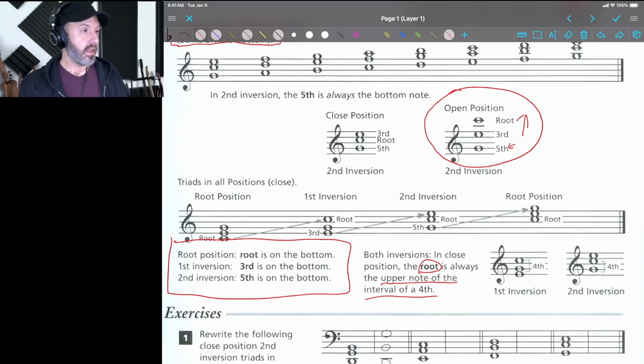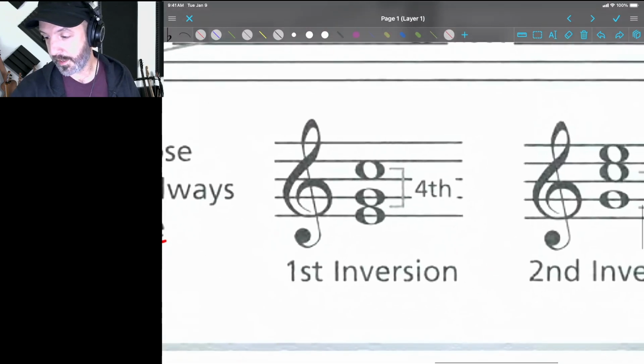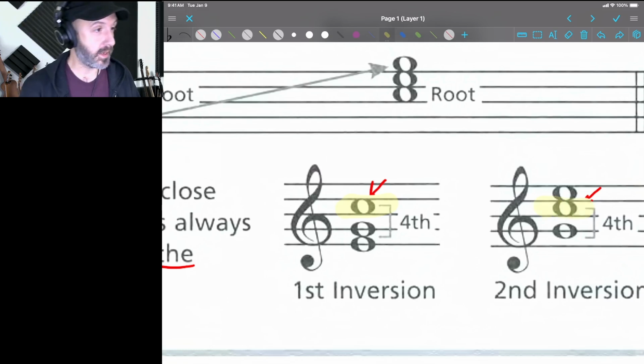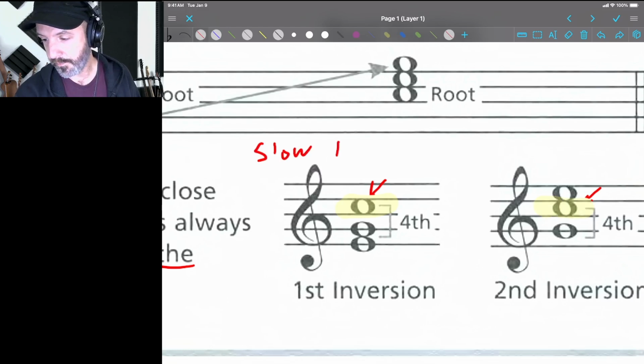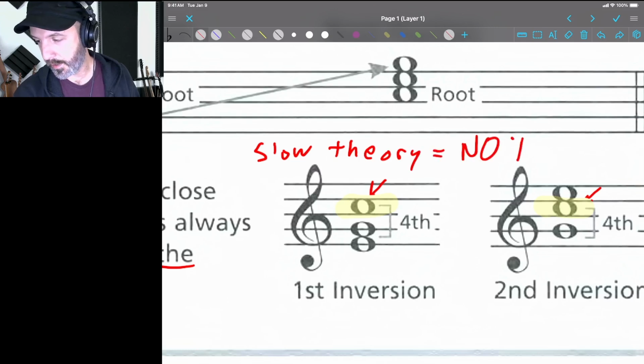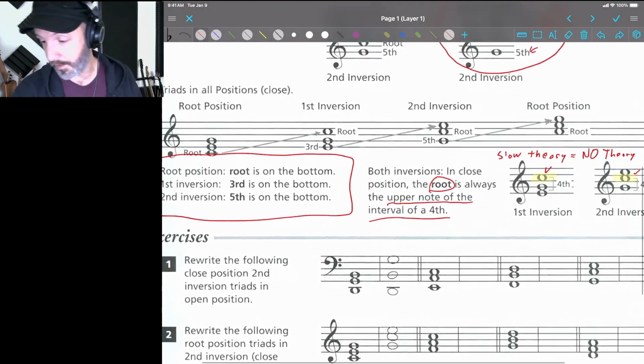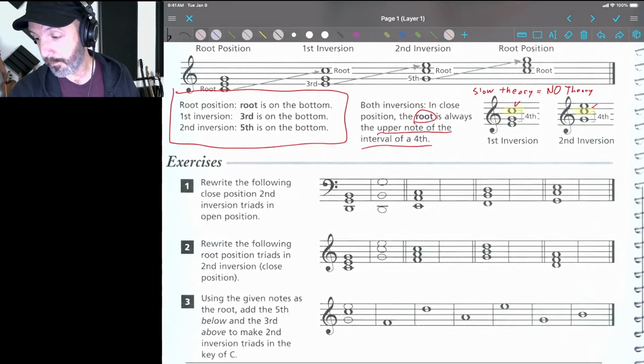It's good to know the theory so you know where this stuff comes from, but what it really comes down to is: wherever you see the fourth, there's the root. I'll use the highlighter. We don't want to spend too much time thinking about this theory. I had a teacher who said slow theory equals no theory. The whole point of theory is to help us move fast. It's not something you explain to sound fancy around other people. It's something to help you process faster.